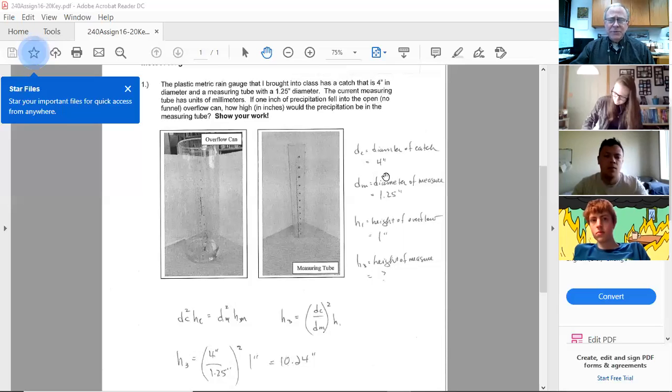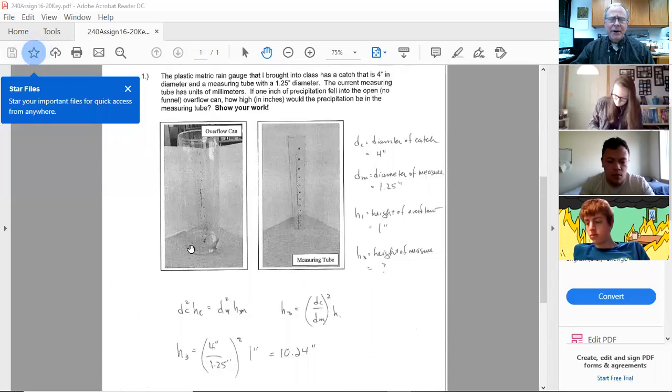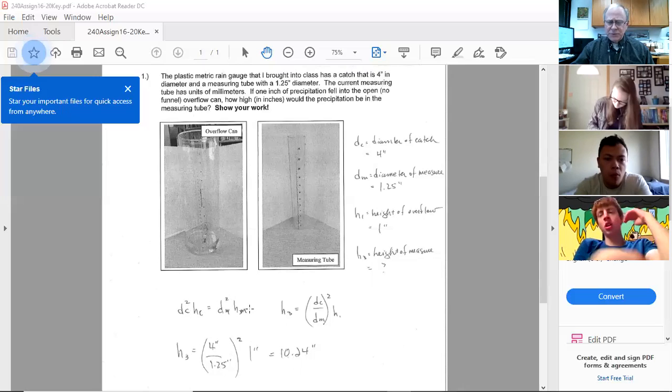To do that, the catch diameter is 4 inches. The measurement tube diameter is 1.25. The height of the water in the overflow can is 1 inch. So how high will it be in the measuring tube? To do that, we need this equation. This comes from the PowerPoint, and you guys can be taking pictures if you want to. The diameter of the catch squared times the height of the catch is equal to the diameter of the measuring tube squared times the height of the measuring tube.